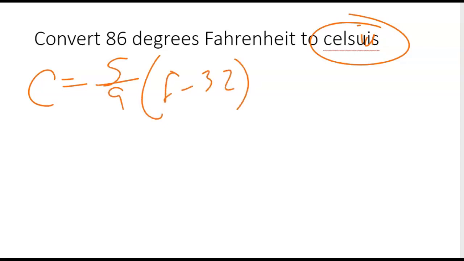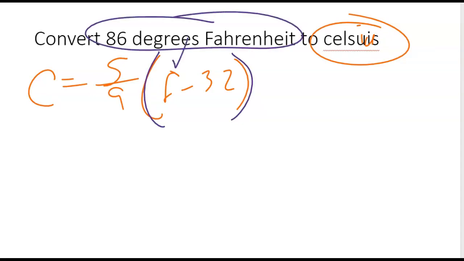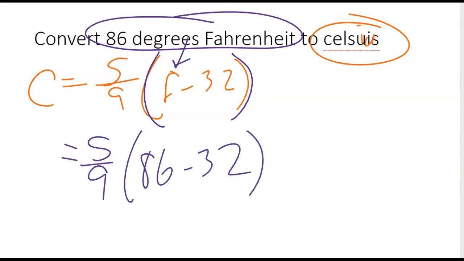32. And that quantity is super important because remember the order of operations tells us we have to do what's inside parentheses first. So this 86 degrees Fahrenheit, the first thing we're going to do is substitute that in for F. So we're going to have 5/9 times 86 minus 32. So again, order of operations is important. So we're going to do 86 minus 32, which gives us 54.